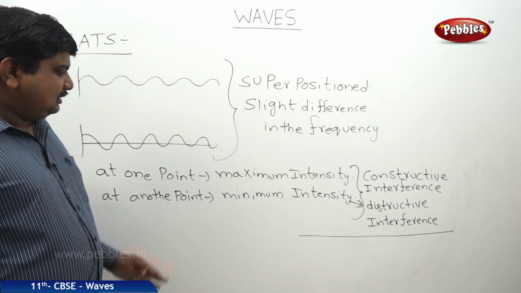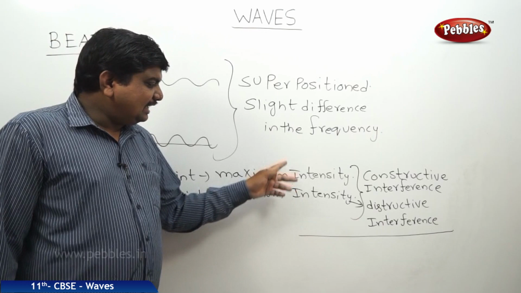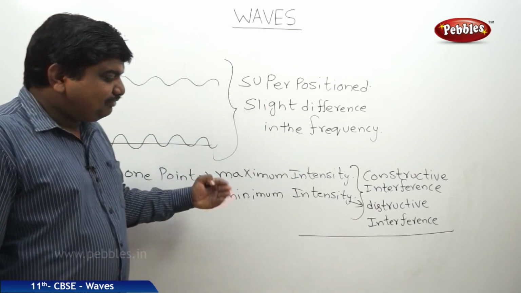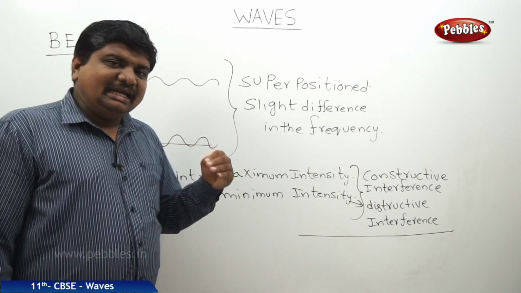Such like that, there is a possibility for the alternate or periodic change in the intensities of the sound which were traveling along the same direction. This phenomenon leads to form the beats. So how can a beat be defined?